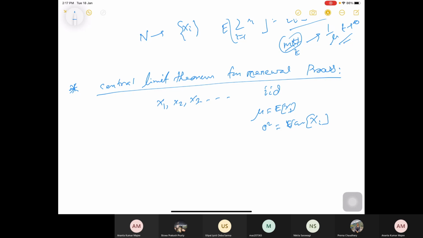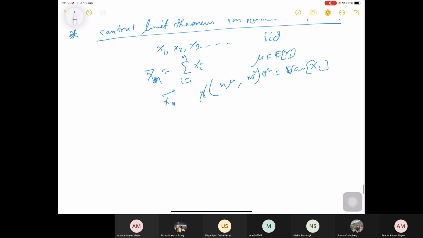So then what I know from the central limit theorem is basically this. If you look at the partial sum, which you denote by xn bar, that is nothing but the summation over i equal to 1 to n of xi. Then the central limit theorem says that this xn bar asymptotically converges to a normal with mean n mu and variance n sigma square. In particular, xn bar minus n mu divided by sigma root n is standard normal distributed, with mean 0 and variance 1. This is the central limit theorem.